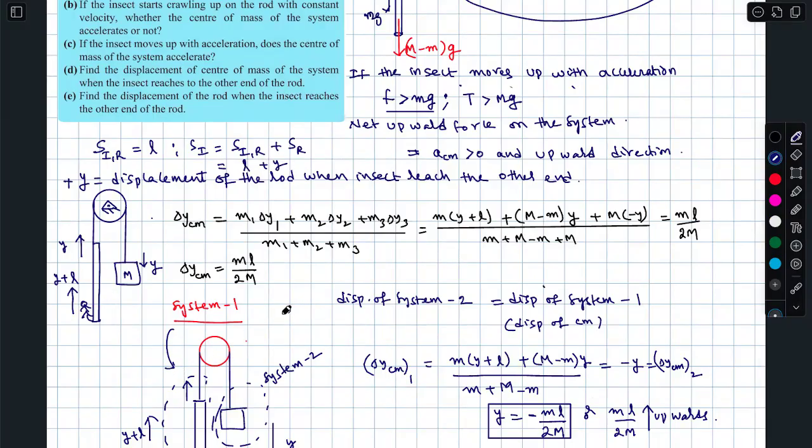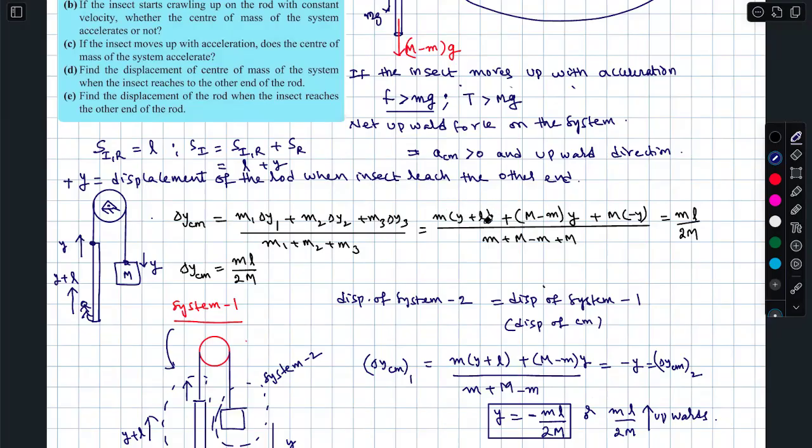Clear? These two ends are connected. If end A goes up by Y, this end should come down by Y. But what is our system? Don't forget, the entire thing is our system. Delta Y CM is the same formula which you know. The only thing is substitution.